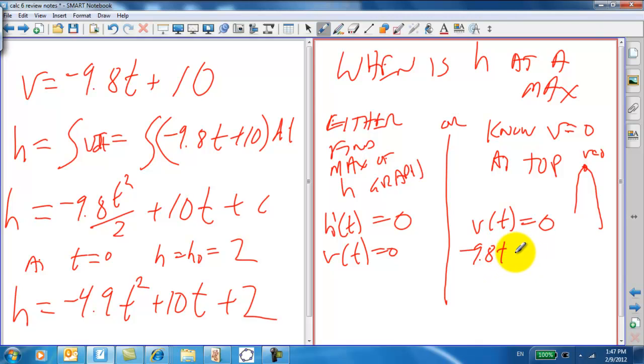So negative 9.8 t plus 10 equals 0. Negative 9.8 t equals negative 10. So t equals 10 over 9.8, or 50 over 49, a little over 1 second. Now, to actually find the height, we have to use the formula here. So let's take our formula.